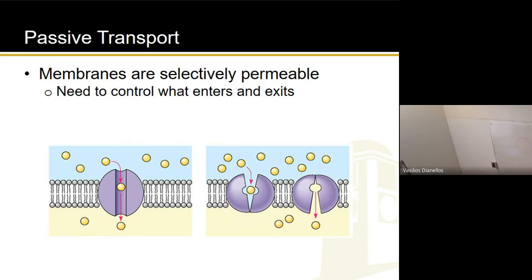This, you need a little extra, right? It's still letting it through, but what you can't see in that picture is it requires energy. But again, these are the things we're all going to talk about. So this slide, again, is basically just an introduction to what we're about to talk about. Membranes are selectively permeable. Cells need to control what comes in and out of them.